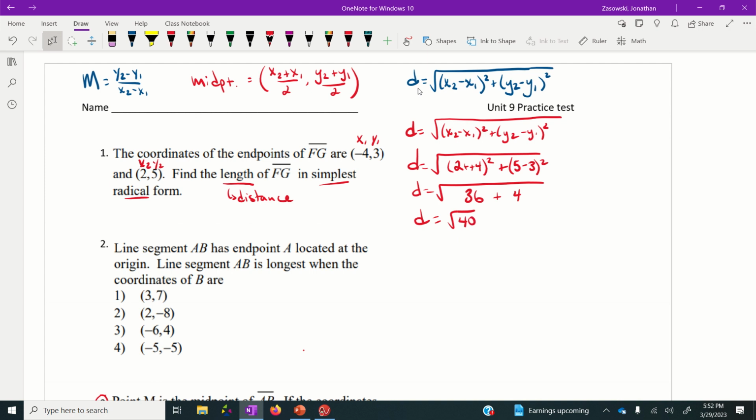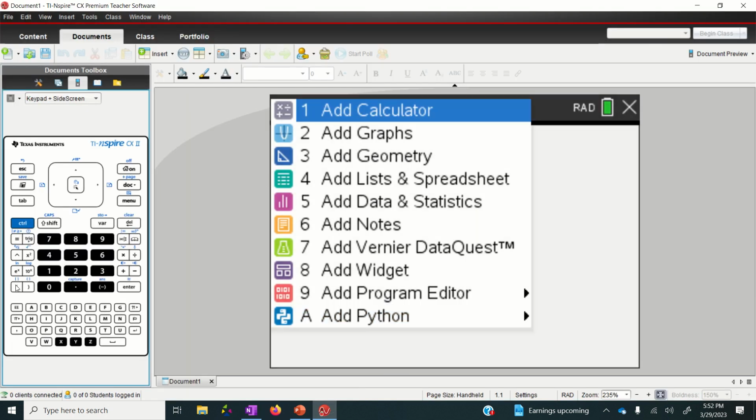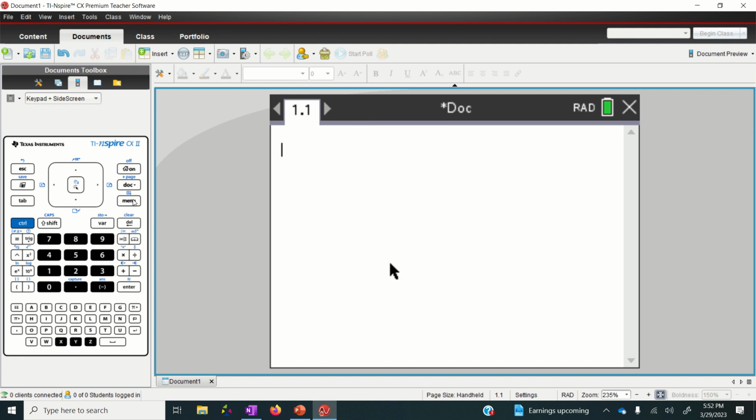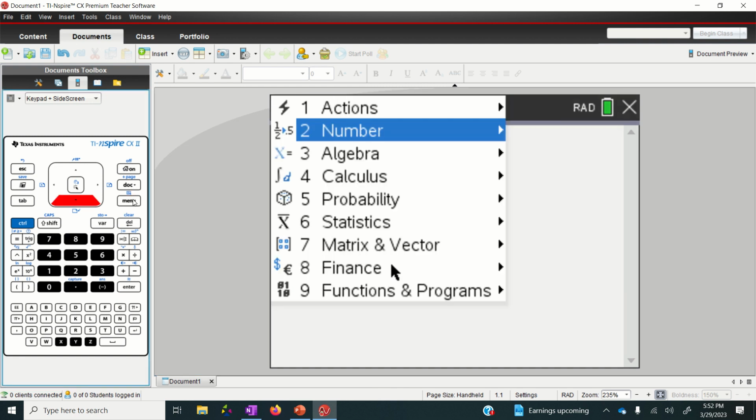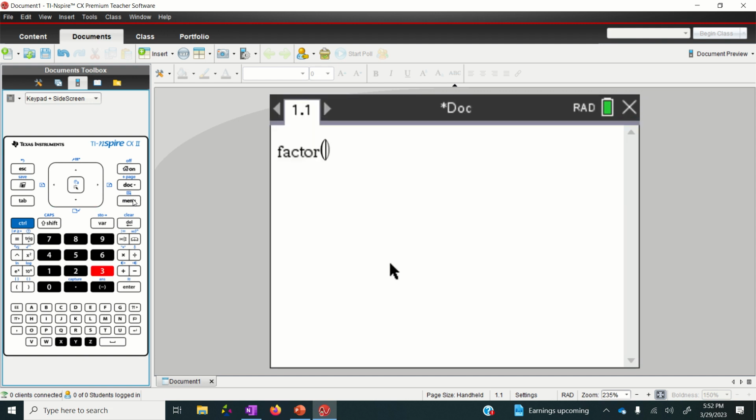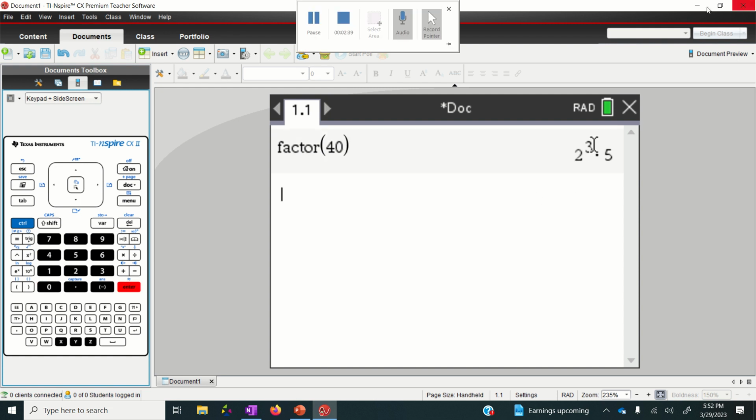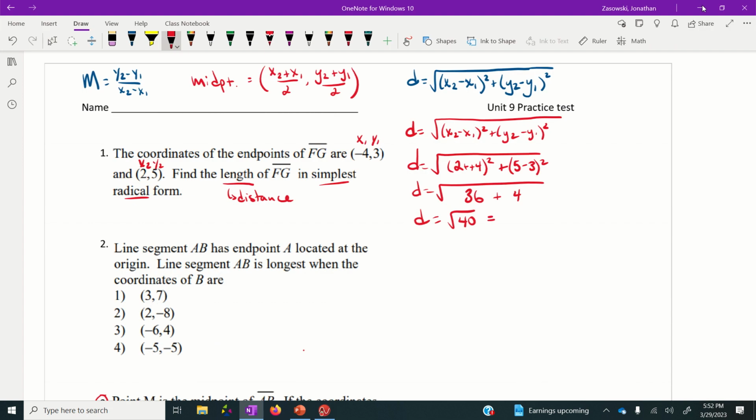Now, when we do simplest radical form, we're going to bust out our calculator. We're going to go to the calculator page. If you don't remember, we're going to go to menu, and then number, so choice 2. And then factor, choice 3, or just type in the letters factor with parentheses here. And we're going to type in the 40, not square root 40, just 40, and it's going to give us the prime factors. So there's three 2's and a 5. So this is going to equal square root of 2 times 2 times 2 times 5. We're going to take our set of 2's, which is really 4. We're going to bring one 2 out because the square root of 4 is 2. And we get a final answer of 2 square root of 2 times 5, which is 10. And that is our simplest radical form.